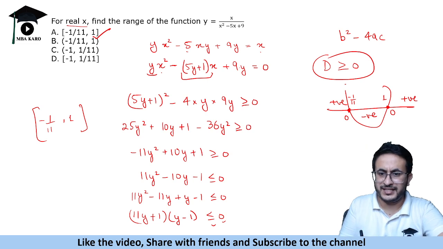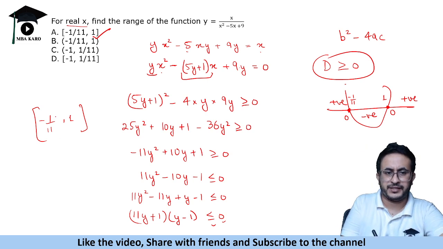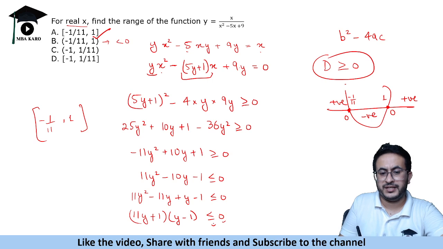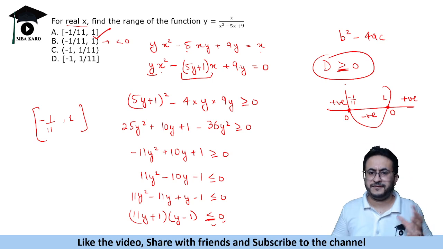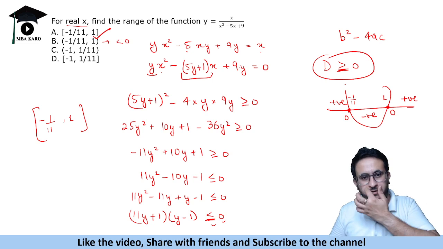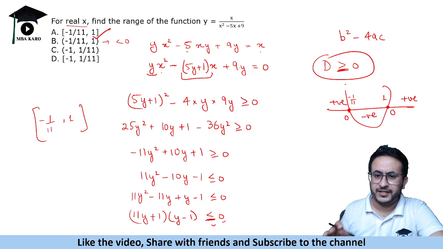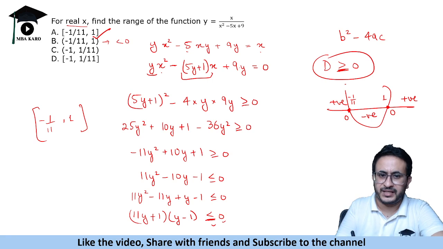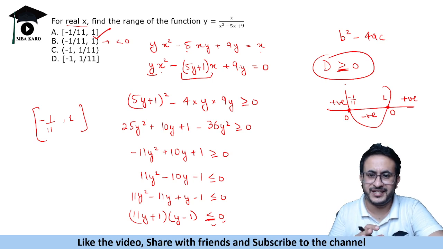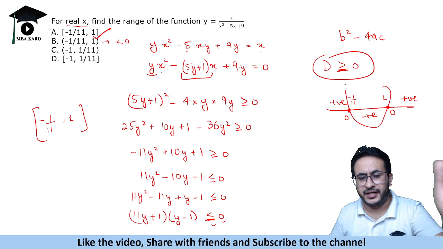If it was less than 0, then we would have taken the open bracket, but it has to be less than or equal to 0. Here also it is greater than or equal to 0, because even if the discriminant is 0, the equation is satisfied. So when we have to find the range of such a function, we should know that it's a quadratic function that we get here. If x is real, the discriminant should be greater than or equal to 0.